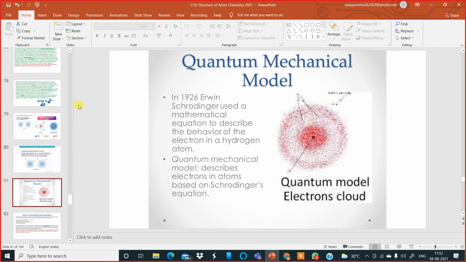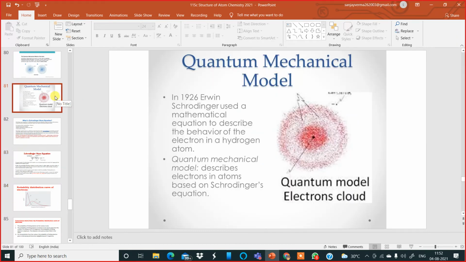Now have a look at this slide over here. The quantum mechanical model. Schrodinger used a mathematical equation to describe the behavior of the electron in a hydrogen atom. This is supposed to be the quantum mechanical model, where in the center there is the nucleus and around the center there will be electrons in the electron cloud, having nodes or nodal planes. The quantum mechanical model describes electrons in atoms based on an equation called the Schrodinger equation, which I'll explain to you after some time. First let us understand what that is.